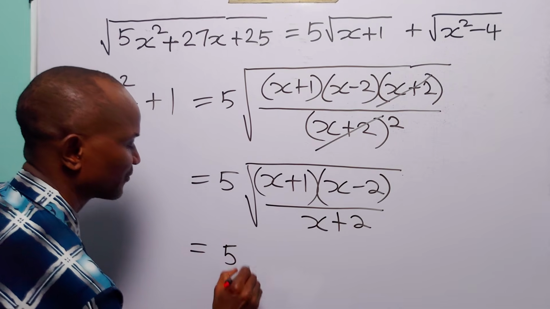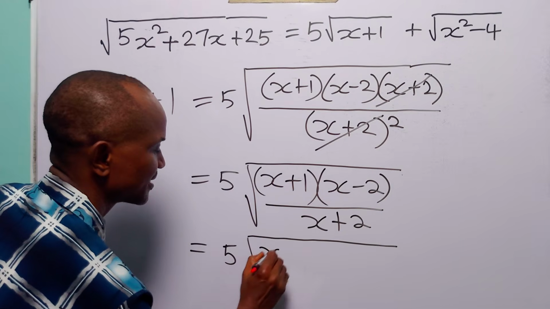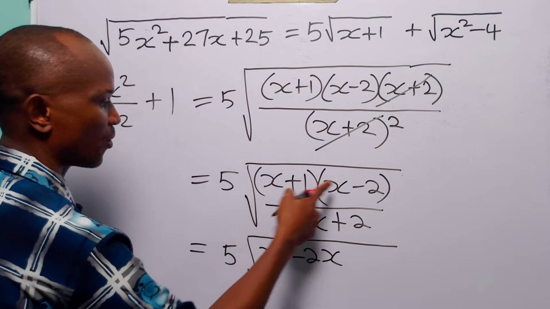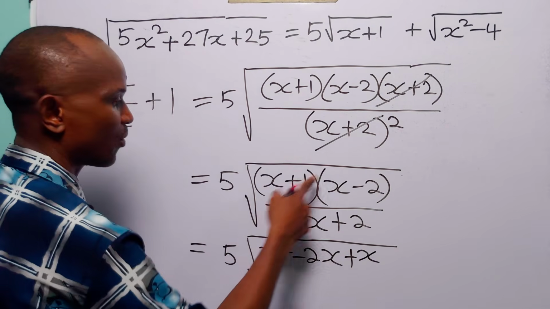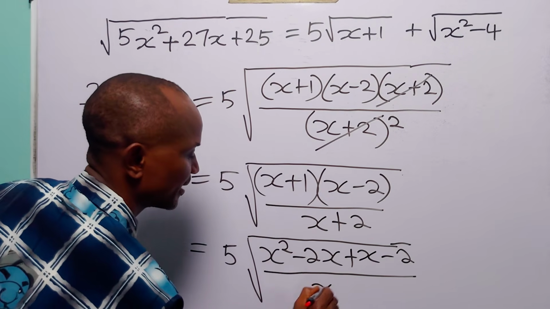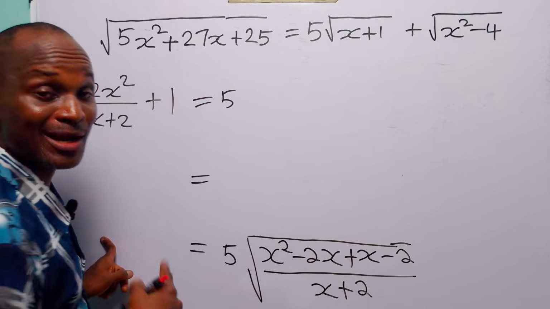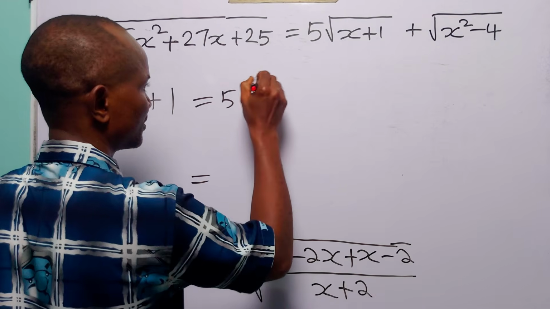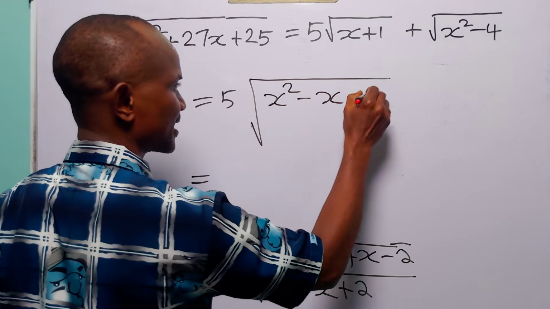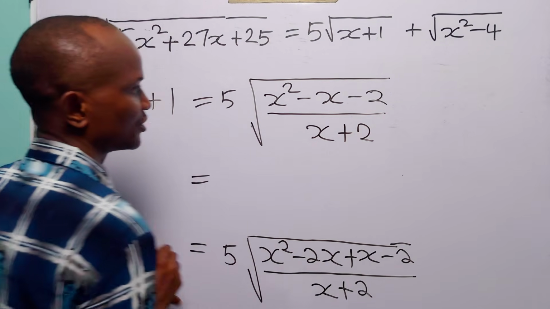This is equal to 5 times the square root of x times x is x squared. x times minus 2 is minus 2x. 1 times x is x. 1 times minus 2 is minus 2. This is divided by x plus 2. Minus 2x plus x is equal to minus x. So here we have the square root of x squared minus x minus 2 divided by x plus 2.